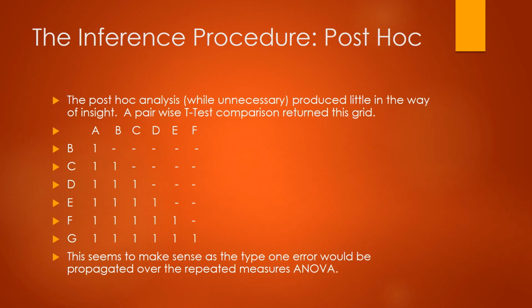Since I did get such a small p-value, even though it wasn't statistically significant at the 0.05 level, I was a little worried at first, and so I did run a pairwise t-test. When I got these results, I almost didn't include it, but just to show, it seems to make sense, as type 1 error would probably be propagated over the repeated measures ANOVA.